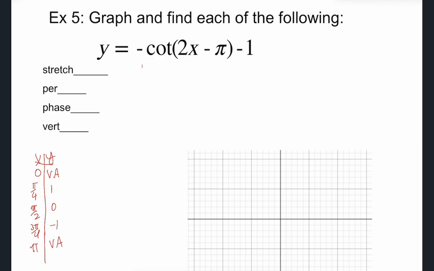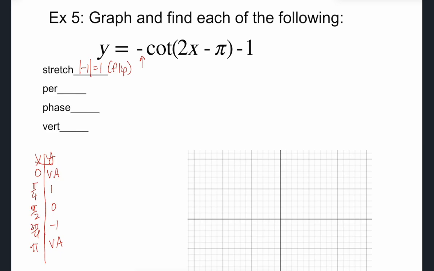Well, the stretch is always the absolute value of our front coefficient. So our stretch is -1's absolute value, which is 1. There is a flip, and I always like to write that down by that stretch line to remind me. So normally our cotangent goes up on the left and down on the right. We should always expect now that the negative in front is going to make them look the way you would think they should look.